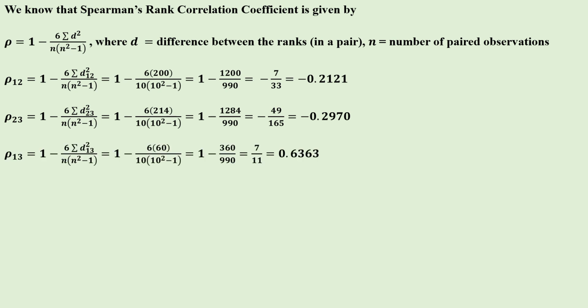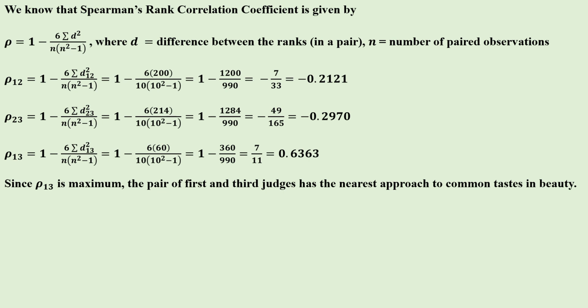Then the last comparison, first judge and third judge, rho 13, that is equal to 1 minus 6 into summation D13 square by n into n square minus 1. Substituting the values from the table, you will get 1 minus 6 into 60 by 10 into 10 square minus 1. After simplification, you will get 0.6363.